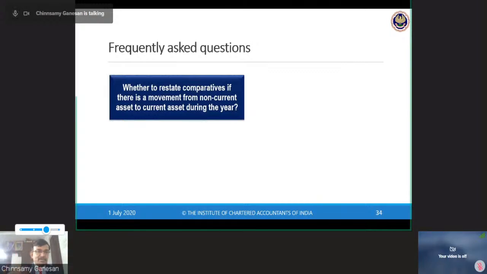From non-current asset, I have to? No, because based on the facts and circumstances existing as on the reporting date, current and non-current classifications will be done. Based on your assessment of the 4 conditions, you will decide whether it's a current asset or non-current asset. Last year, the facts and circumstances said that it is a non-current asset. This year, it has said that it is not a non-current asset. So accordingly, today's circumstances are different from previous year's circumstances. You should not restate.